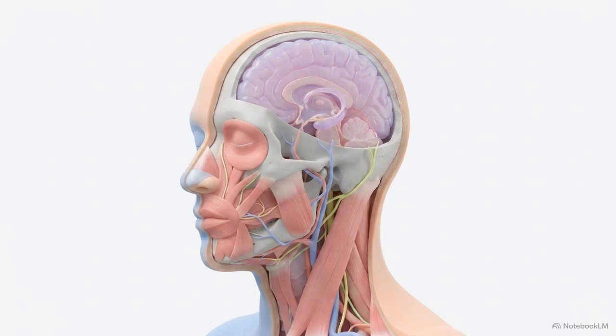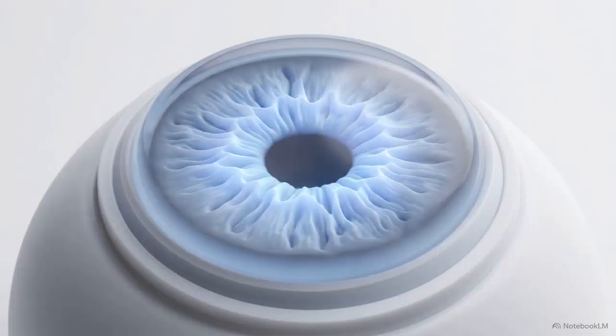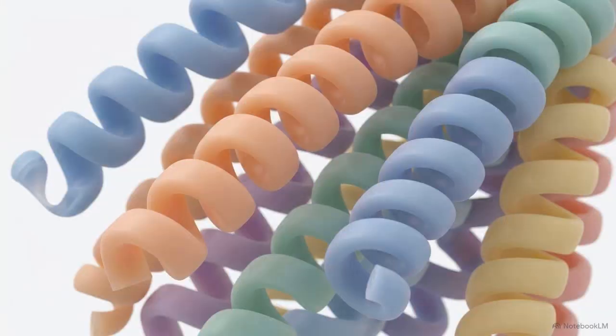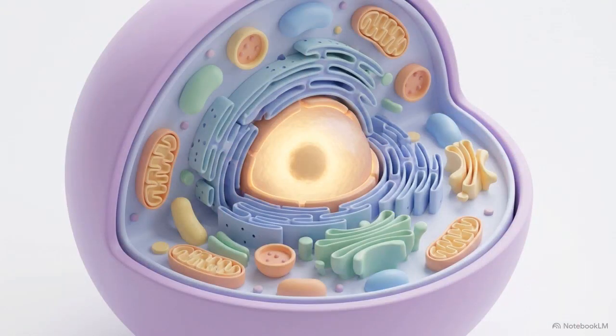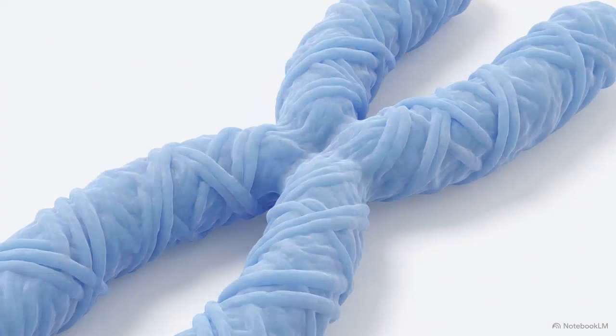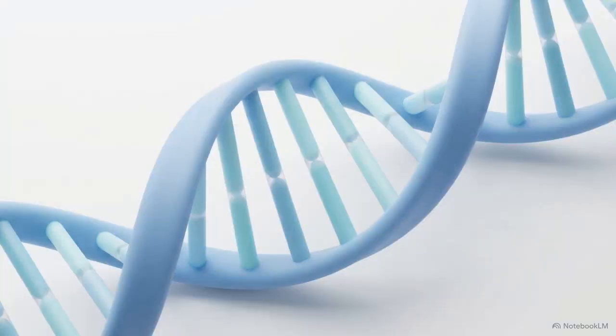Every physical trait you possess, your eye color, your height, your hair texture, traces back to instructions buried deep inside your cells. If we zoom all the way down into your chromosomes, we find the exact molecules storing those instructions, the DNA double helix. Look at this chain forming on screen.